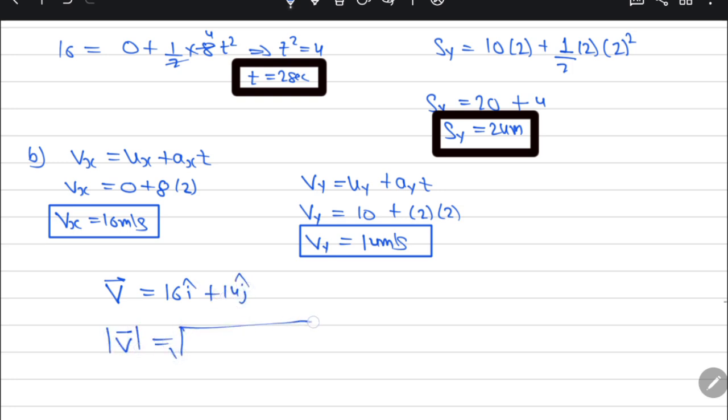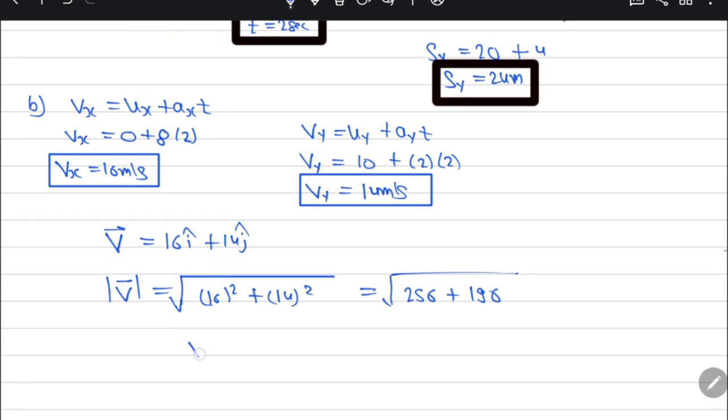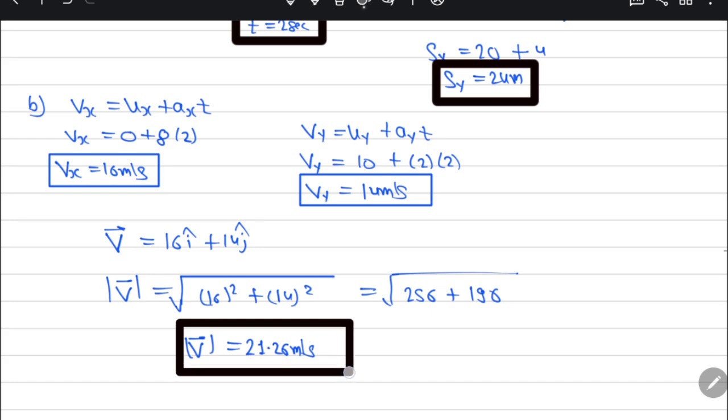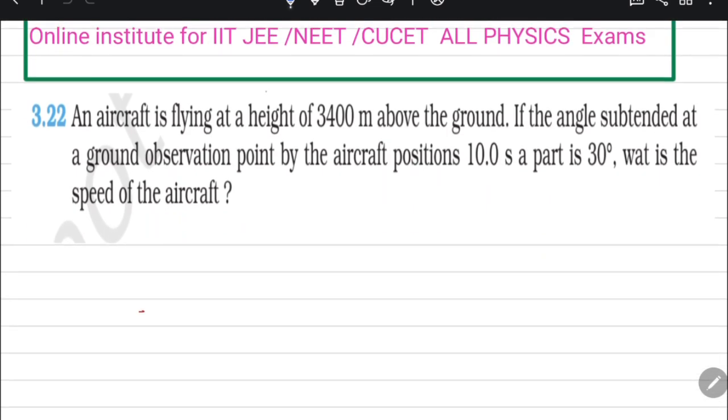So 16 square plus 14 square. 16 square is basically 256 plus 196. 256 plus 196, and then the square root, so the magnitude of velocity comes out to 21.26 meter per second. Let's proceed for our next question.